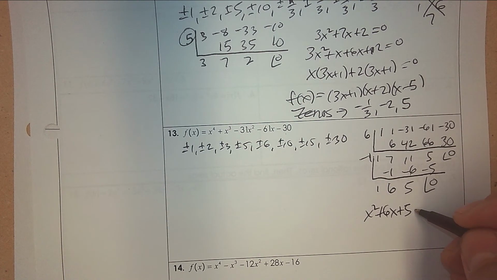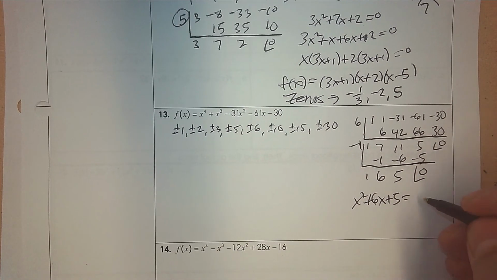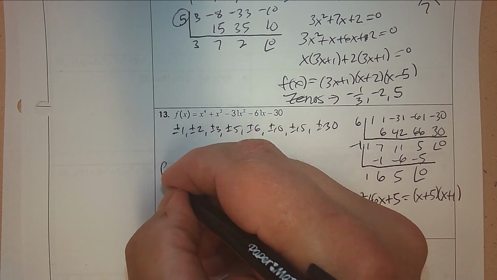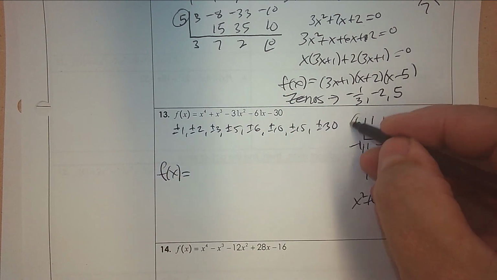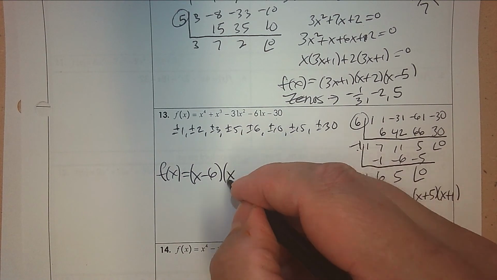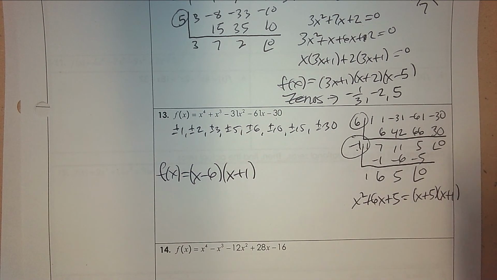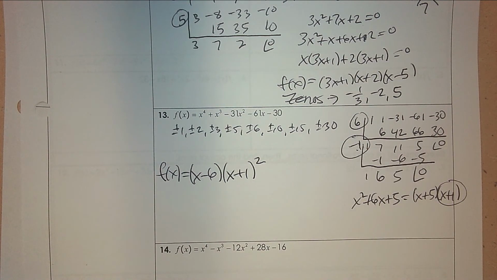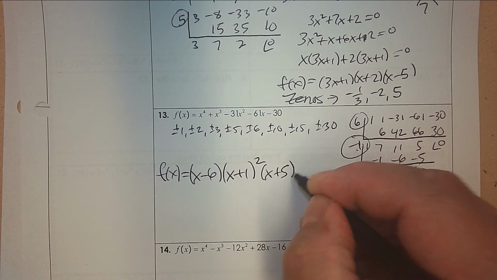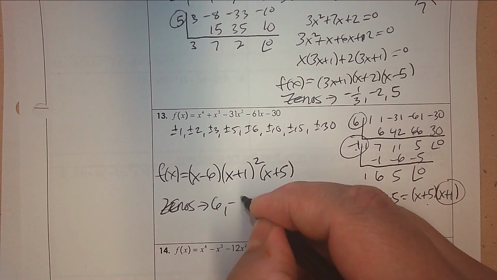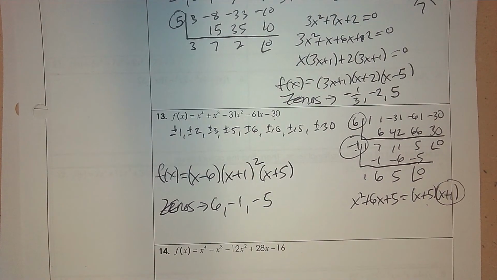So that leaves me with a simple trinomial. So that's going to be x plus 5, x plus 1. So when I write this out, be careful here. See that 6 is easy. That's x subtract 6. Negative 1 is x plus 1, right? But we also have an x plus 1 here. So together there's 2 of them. So we're going to write it as x plus 1 squared. And then we have an x plus 5. So we only really have 3 real zeros, but one has a multiplicity of 2. So the zeros are 6, negative 1, and negative 5.